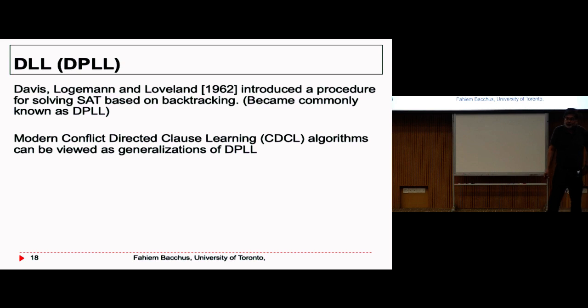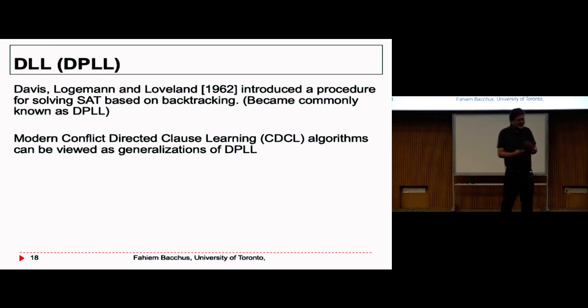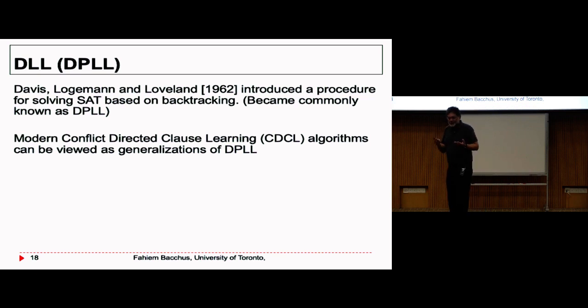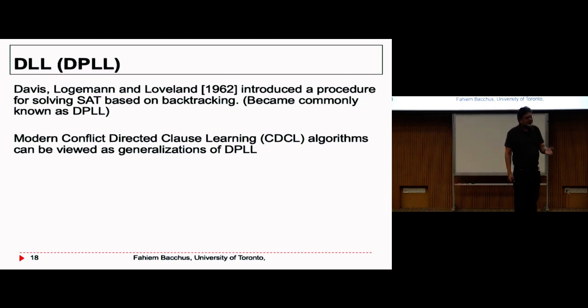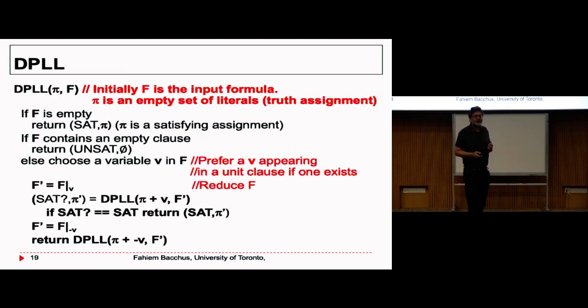So CNF and propositional reasoning have been around for a long time. And in 1962, this backtracking algorithm was generated by Davis, Logemann, and Loveland, called DLL. But nowadays it's called DPLL because of prior work by Davis and Putnam. It's a backtracking algorithm that solves satisfiability. It's not a particularly good algorithm, and I'll explain why. But it has served as the basis for modern CDCL algorithms. So let's take a look at how it operates.